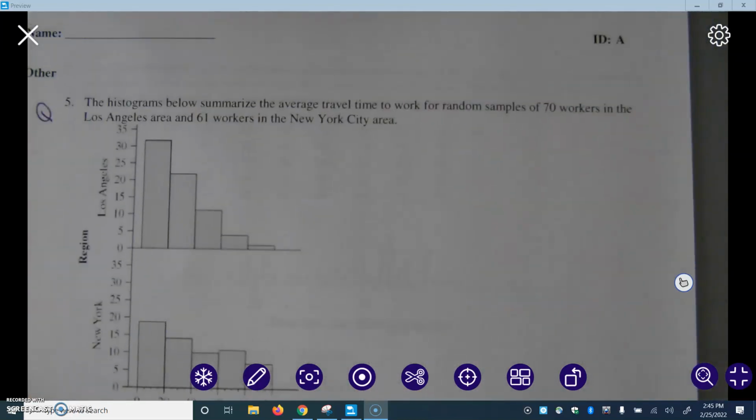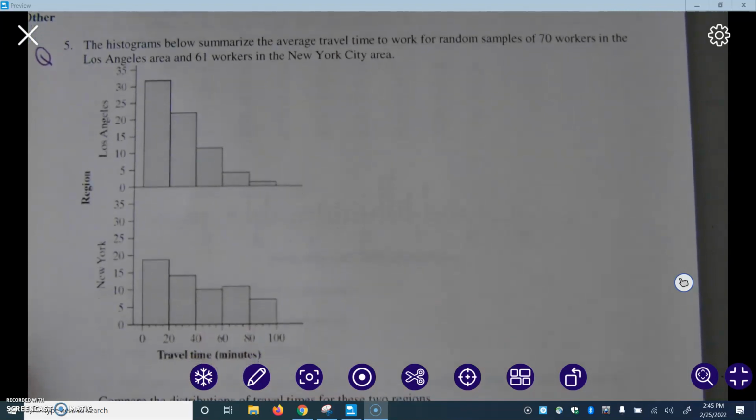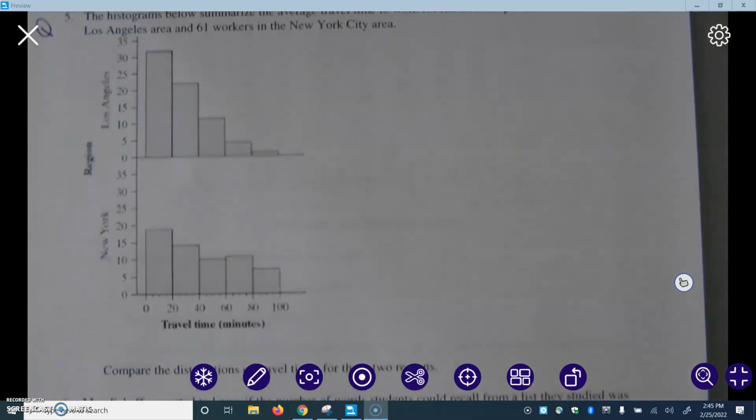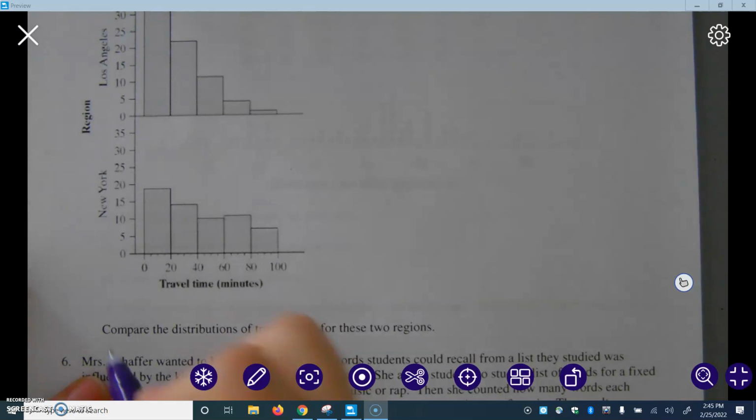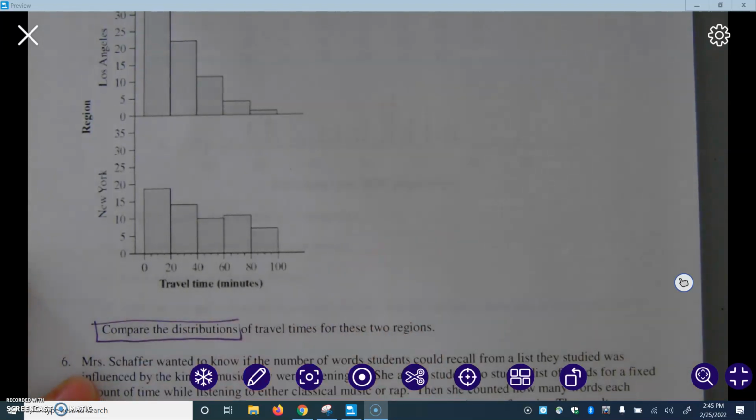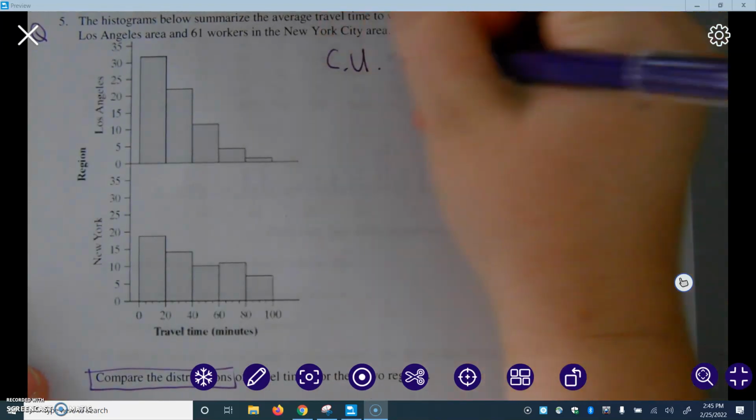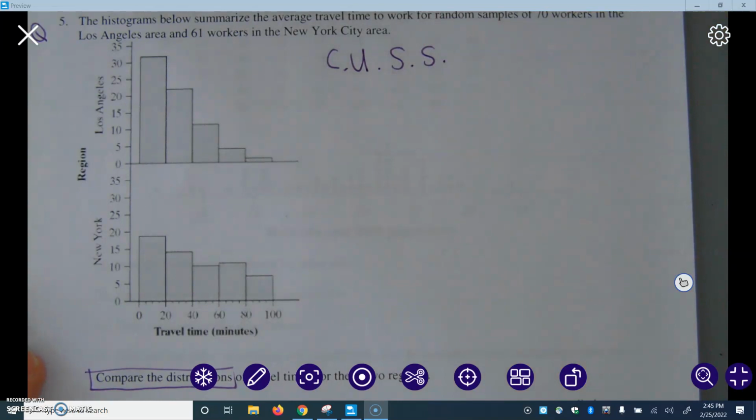All right, so this one we will do together. Part of your redo questions, you're going to have to turn in your own sample. So this one is asking us to compare the distributions of travel times. When you're asked to compare distributions, we are looking for all of those to be met: the center, unusual features, the shape, and the spread. You can have a variety of different sentences, but you have to hit those key marks.